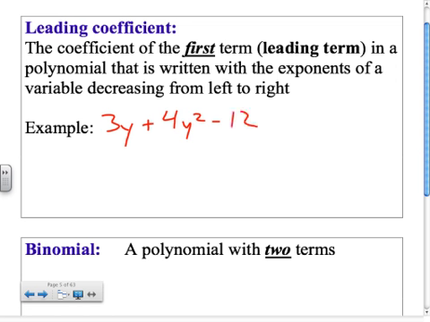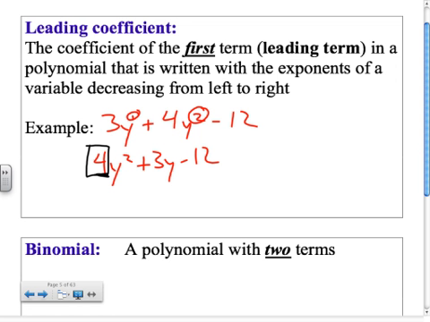If I'm given that polynomial, in order for me to identify the leading coefficient, I first have to rewrite this so that my degrees are decreasing from left to right. You'll notice this degree here is bigger than the degree here, which is just 1. And so I have to rearrange this. I have to rewrite this as 4y squared plus 3y minus 12. Now the leading coefficient is just this guy out here in front of the y squared. So my leading coefficient here is just 4. All right, and that's it.